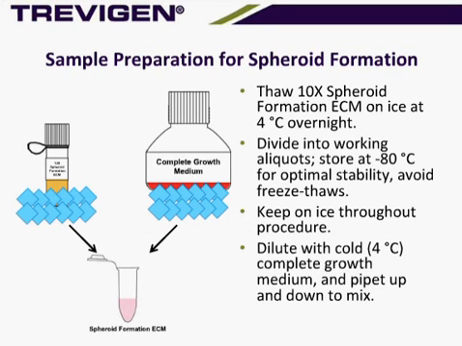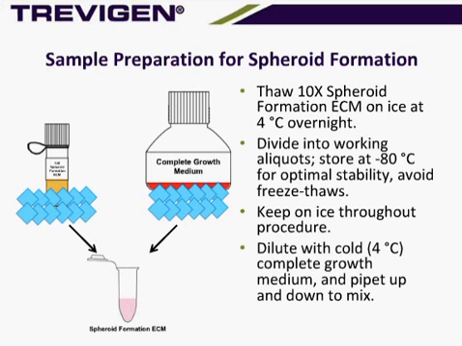We want to keep them liquid while we're setting up the assay. If they do polymerize, then we will not be able to use them to set up the assay. So it's very important to keep them cold. If we're not going to use all of them in one shot, we can divide the 10x spheroid ECM into working aliquots and store it at minus 80 degrees Celsius. But avoid freeze-thaws. That's why we say working aliquots. And we also want to keep the reagent on ice throughout the procedure.